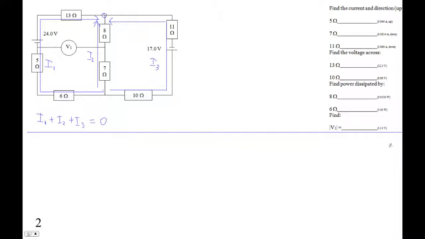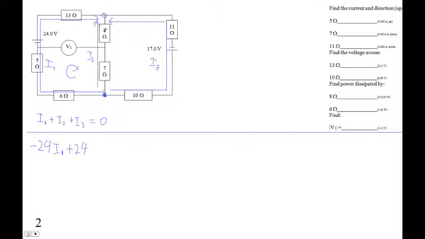Okay, so now let's do some loop rules. I'm going to pick this spot and just go clockwise over here. Notice that these are all I1, so I've got 5 and 6 and 13. 5, 6, and 13 adds up to 24. They're all going to be I1, and they'll all combine eventually. So I can just say 24 I1, and I'm going downstream, so minus 24 I1. And then I go from negative to positive, so plus 24.